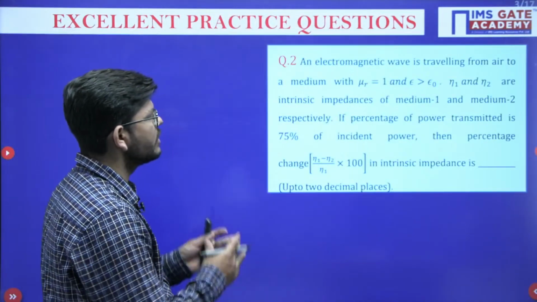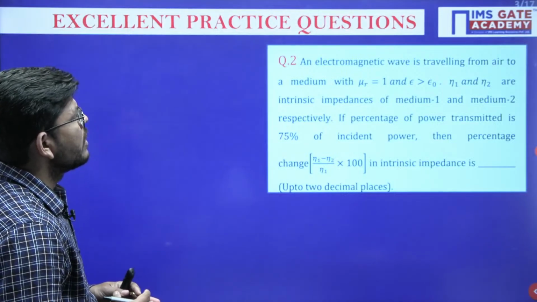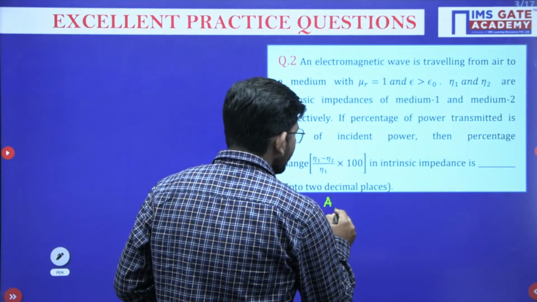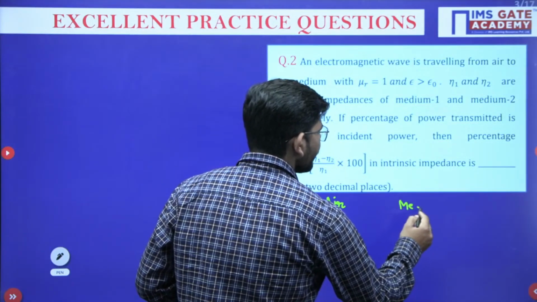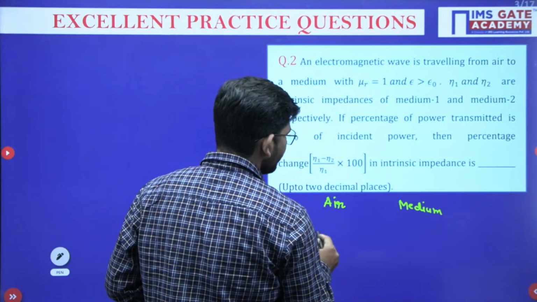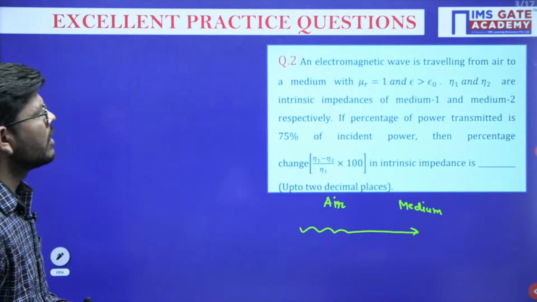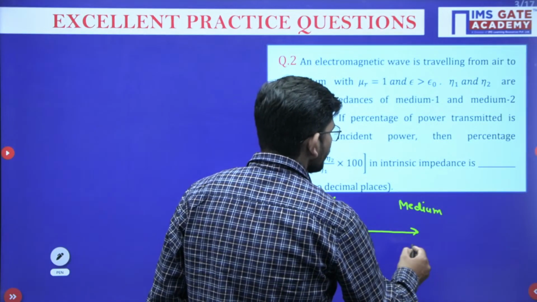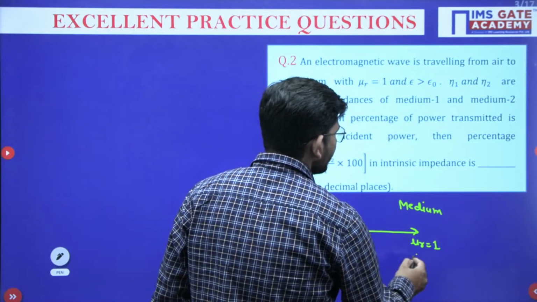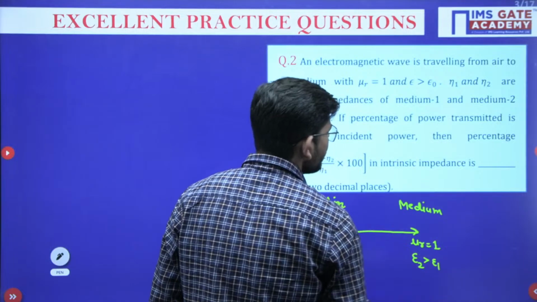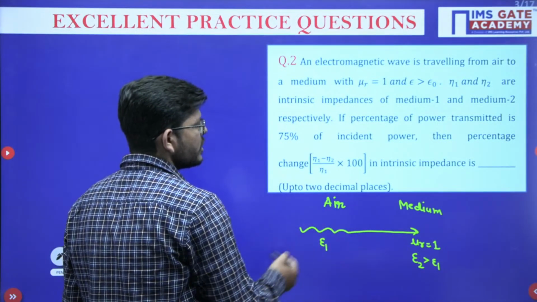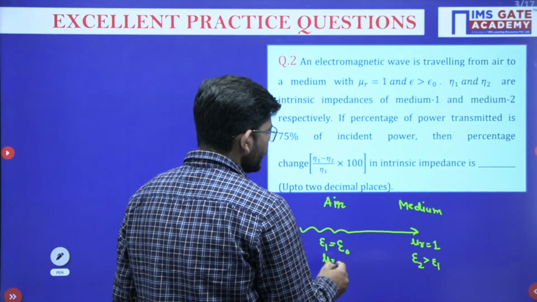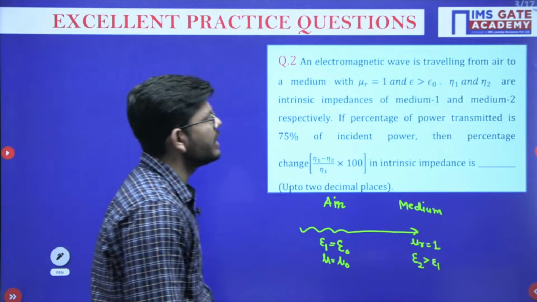So the next question that we have is this. What has been said in this question is, an electromagnetic wave is traveling from air to a medium. So the wave is getting into the medium with mu r equal to 1 and epsilon greater than epsilon naught. Here we have mu r equal to 1, and the epsilon 2 that we will have is greater than epsilon 1, where epsilon 1 is the permittivity of the first medium, epsilon naught. Similarly here mu will be mu naught only. So epsilon 2 is given greater than epsilon 1.